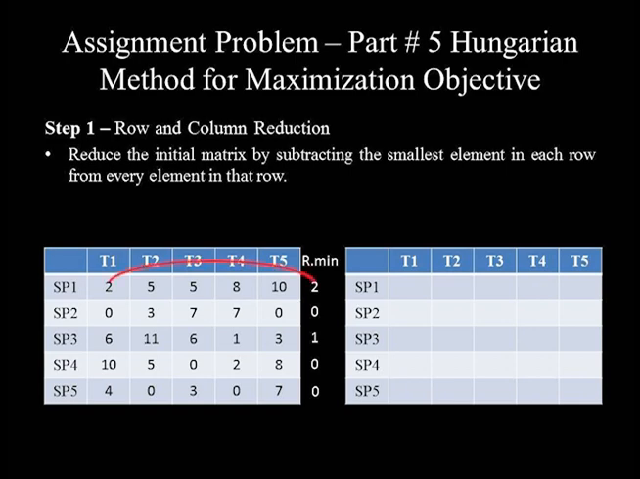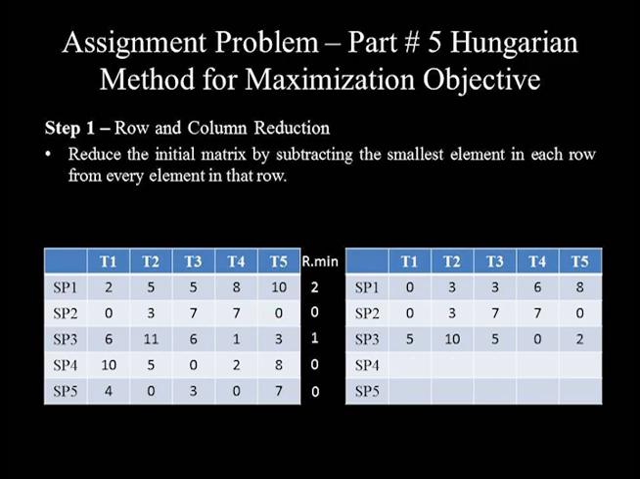That's 2 minus 2 equal to 0, 5 minus 2 equal to 3, 5 minus 2 equal to 3, 8 minus 2 equal to 6, and 10 minus 2 equal to 8. In row 2, the minimum is 0. Subtracting 0 from every element in that row will not change the values of that row. Hence, we can copy row 2 elements as they are. In row 3, 6 minus 1 equal to 5, 11 minus 1 equal to 10, 6 minus 1 equal to 5, 1 minus 1 equal to 0, and 3 minus 1 gives us 2.